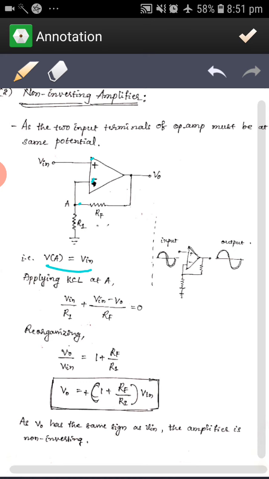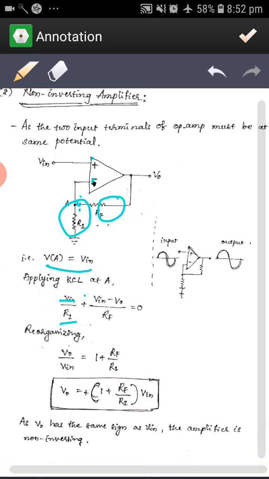Okay, V of A is equal to V in. So you apply Kirchhoff's current law at point A. At point A, we have I1, the current through R1, and the current through RF. V of A is equal to V in, as we know.